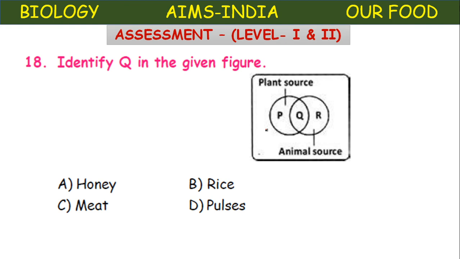Identify the Q in the given figure. Plant source, animal source is given. P and R are plant and animal sources. But Q is the connecting link between P and R. So it is the honey which is obtained from the flowers, which is prepared by the animal. Okay, honey is the Q portion.